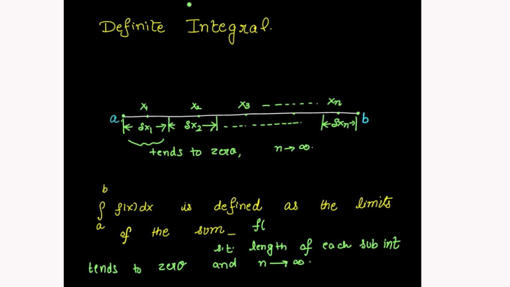So we define it as the limit of the sum, writing the value of the function at x1 times the length of the subinterval, delta x1, containing the point x1. Then adding the value of the function at point x2 times delta x2, the length of the subinterval containing x2. So on, at the last we have f of xn times delta xn, the length of the subinterval containing the point xn, such that the length of each subinterval tends to 0 and n tends to infinity.